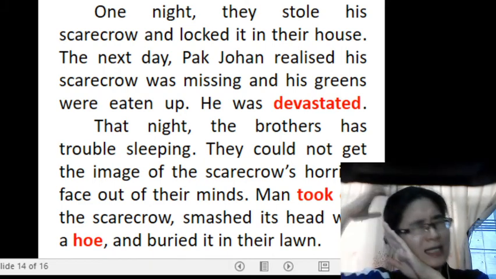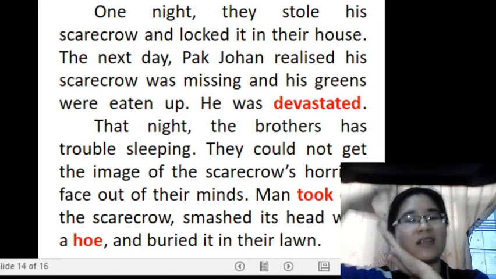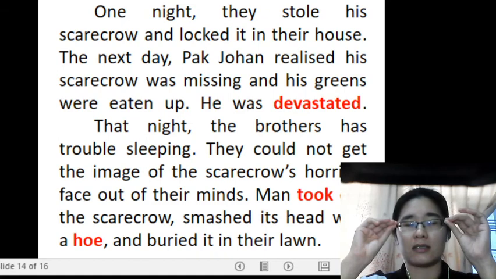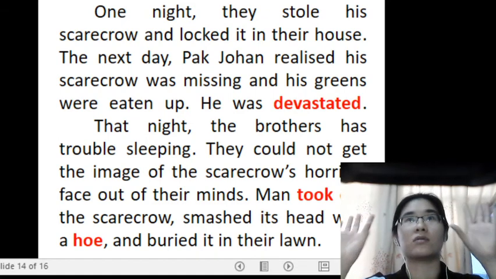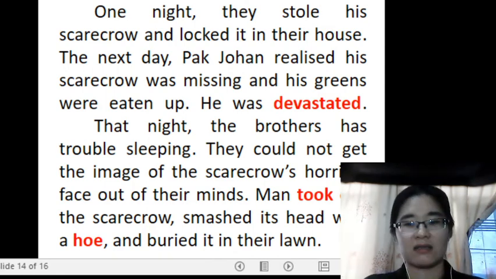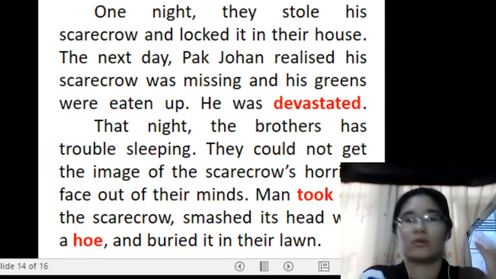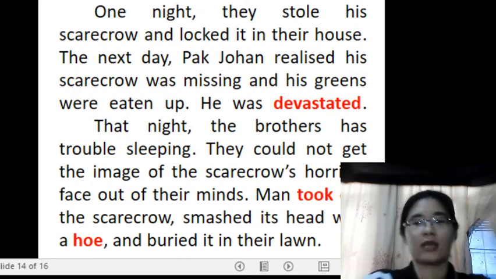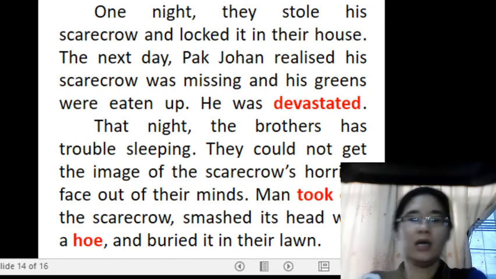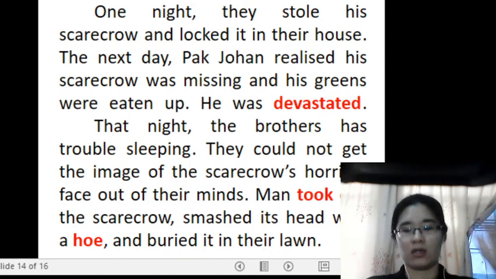They could not get the image of the horrible scarecrow's face out of their minds. When they closed their eyes, they could see the scarecrow. Opened their eyes, they could see the scarecrow. The horrible, ugly, scary scarecrow's face. Man was so frustrated. Man took the scarecrow, smashed its head with a hole, and buried it in the lawn. Lawn is at the back of the house.